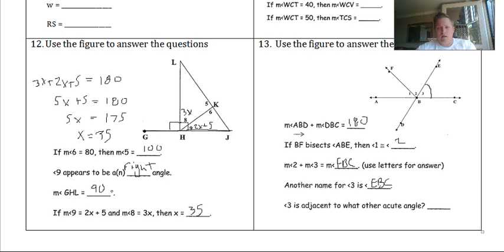And then number 3 is adjacent to what? Adjacent means next to. These two are next to it. This angle right here looks obtuse. So this angle right here, I could say angle 2, or we could label it with letters and say angle FBE. Either one of those would be acceptable.